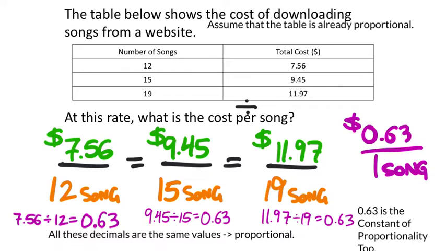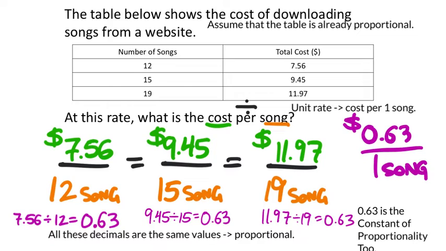And that's actually what it asked for right here, right? Costs per song. Well, that was the unit rate. It was asking for a unit rate in costs, or dollars, per one song, which we just found. That's $0.63, 63 cents per song.